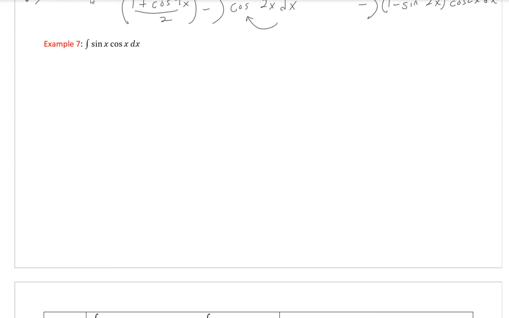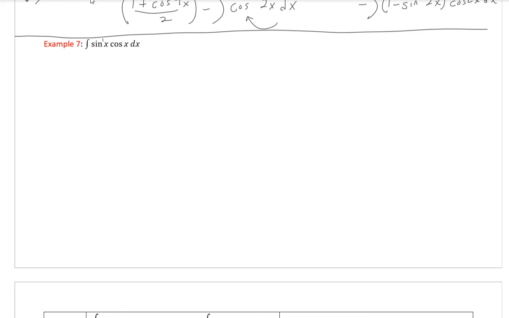Now for this last example, for the second form, we have integral of sine x times cosine x dx. Now this one could actually be considered part of the third case that we'll look at in a moment, but what I want to show is how you can solve this in one direction and how you could solve it in another direction and get different looking answers that are the same.